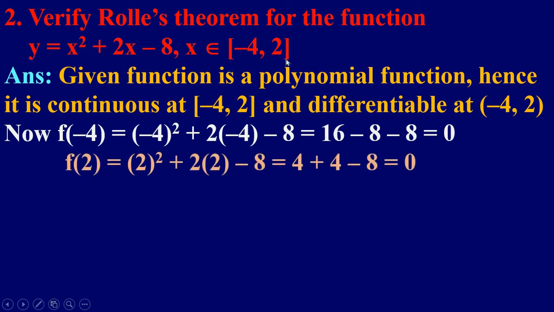So next we find f of 2. Now f of 2 is 2 square plus 2 into 2 minus 8. Now 2 square is 4, 4 plus 4 is 8, 8 minus 8 is 0. So f of 2 is also 0.